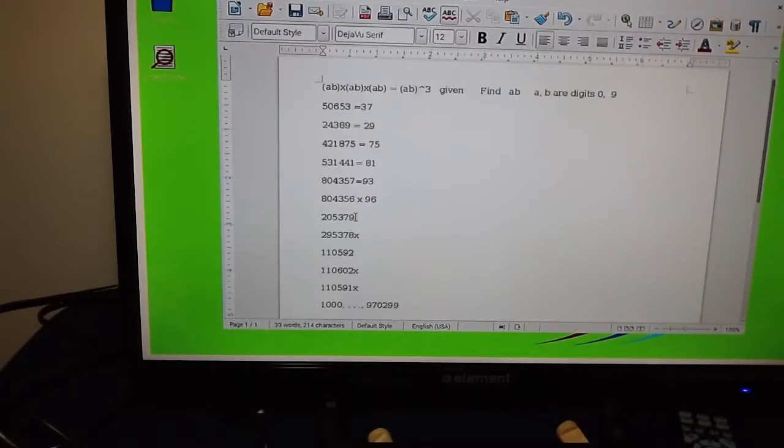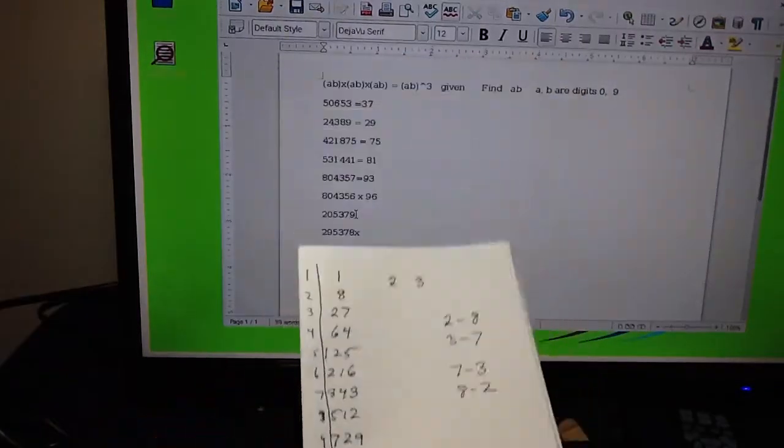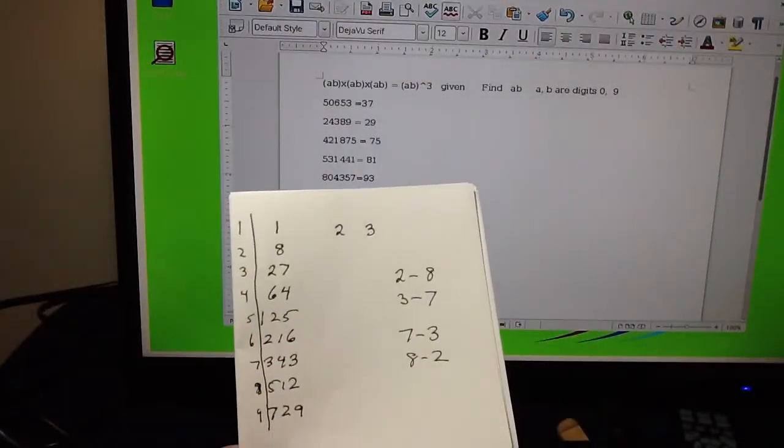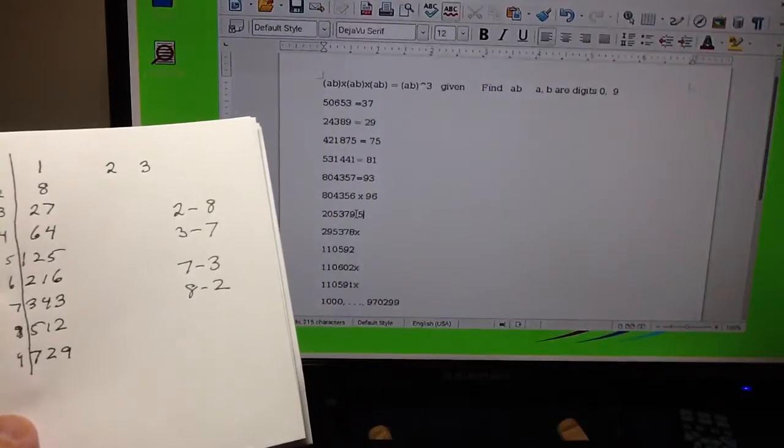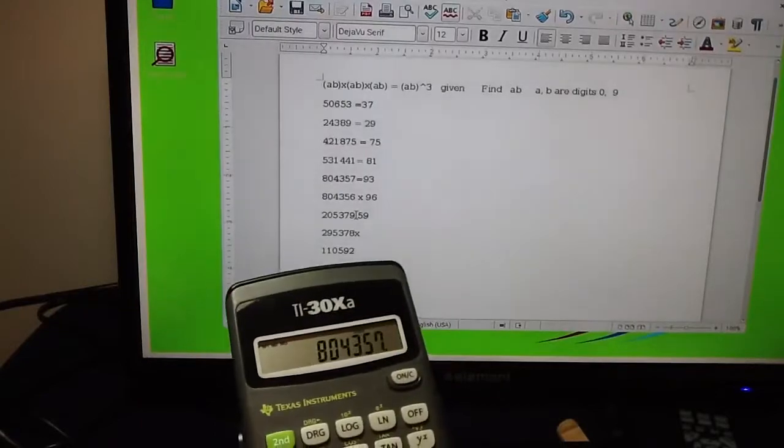Let's do this one. Let's see. The number to that is going to be 59. So let's see if that's right. 59.